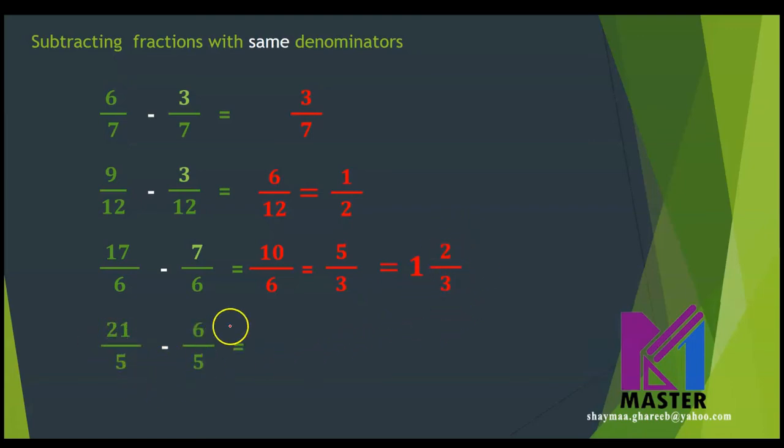21 over 5 minus 6 over 5. Take 6 from 21. Then the answer will be 15. 15 over 5, same as 15 divided by 5, which is a whole number in this case, which is number 3.